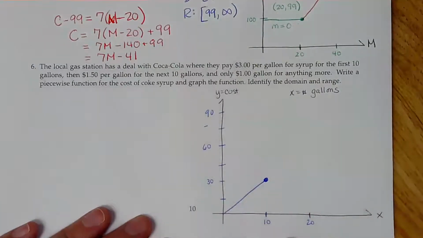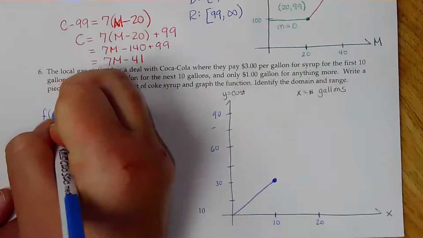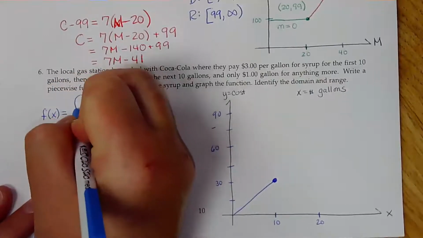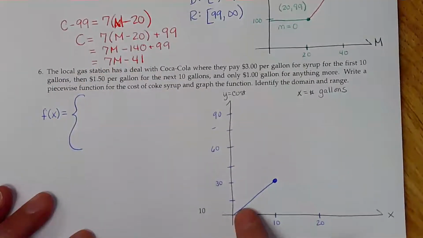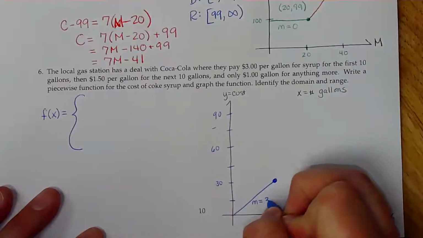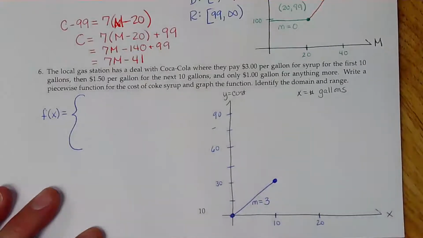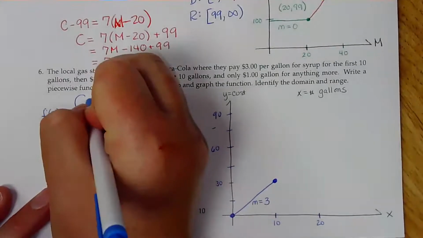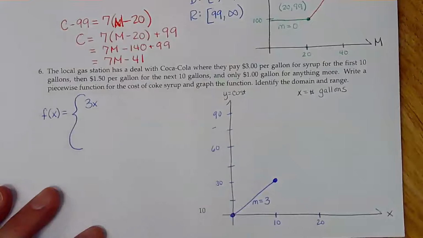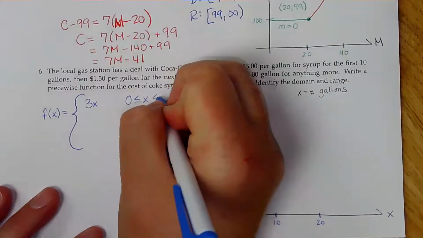Because there's no initial cost or anything like that, it starts out at 0 and moves its way up. So I'm going to start my function over here so I can keep track of things. My slope here is equal to 3, and it goes through the point (0, 0). So I know what my y-intercept is, which makes this really easy. My y-intercept is just 0. So this first function is 3x, and that's going to be for x between 0 and 10.